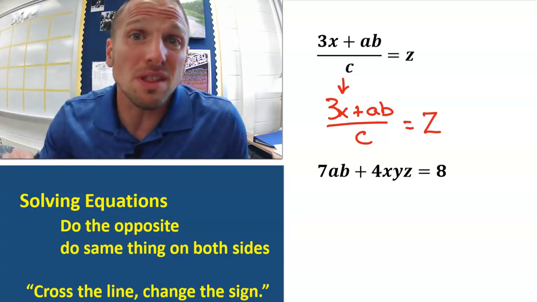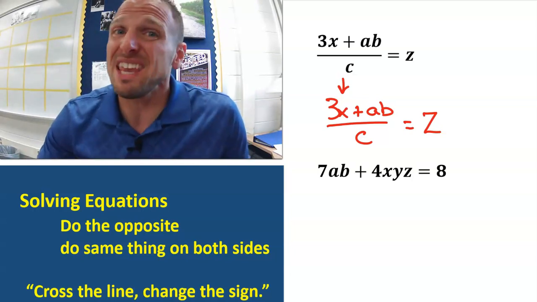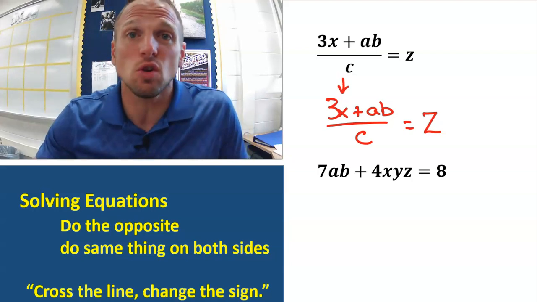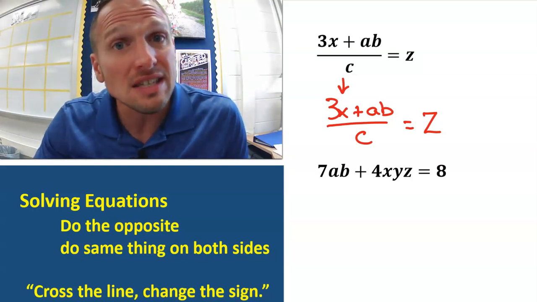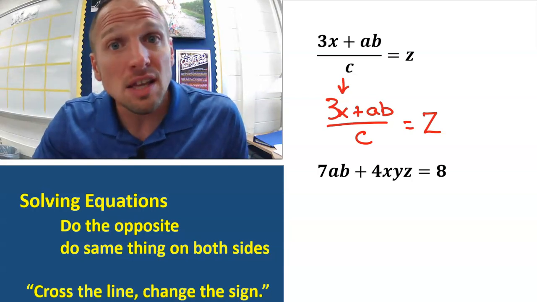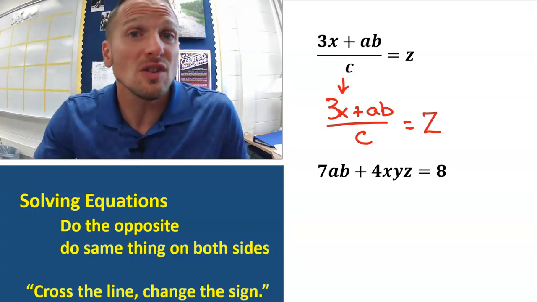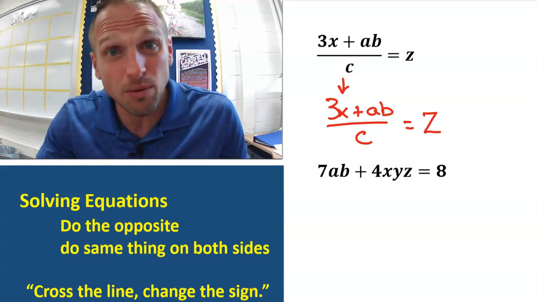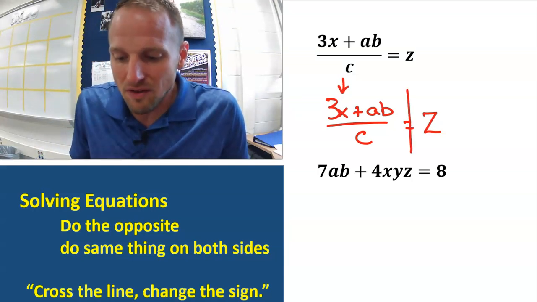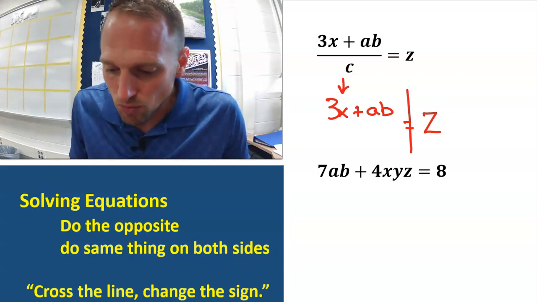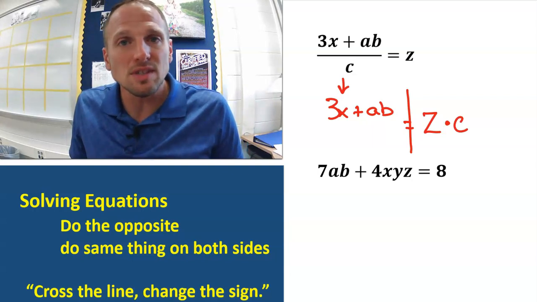X is locked up in the top of a fraction, right? And we can't do anything else with this until we unlock that fraction, get rid of it. So we're going to need to move that C to the other side. This means divide by C. It's on the bottom of a fraction, so we're dividing by C. So cross the line, change the sign. So instead of divided by C, let's just multiply this to the other side. So that's going to be Z times C.